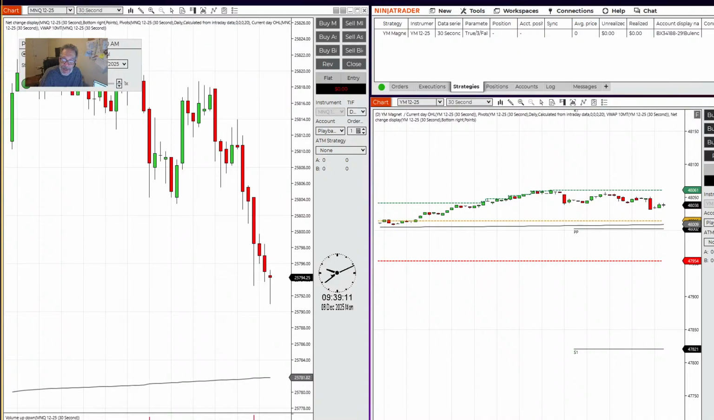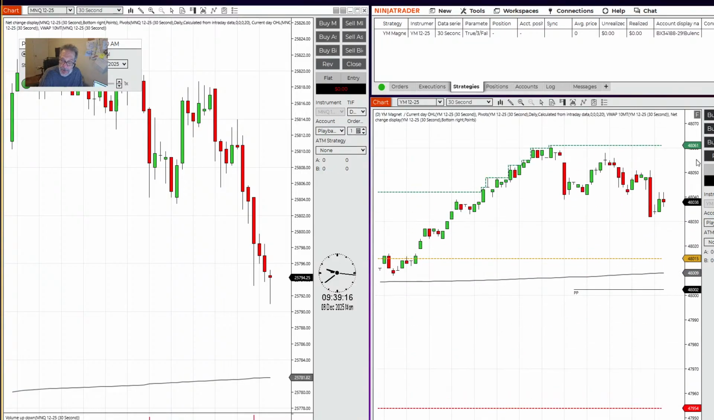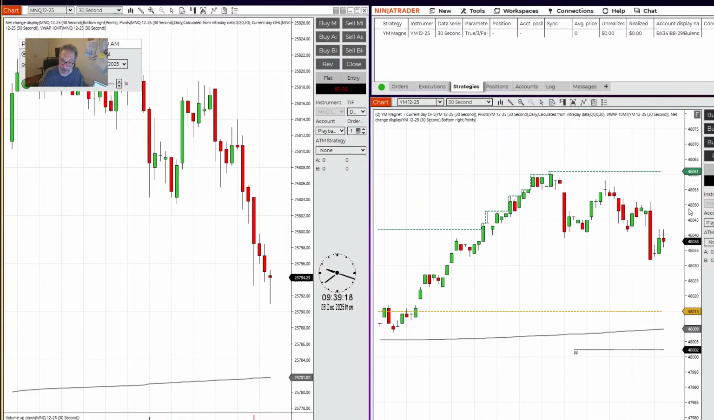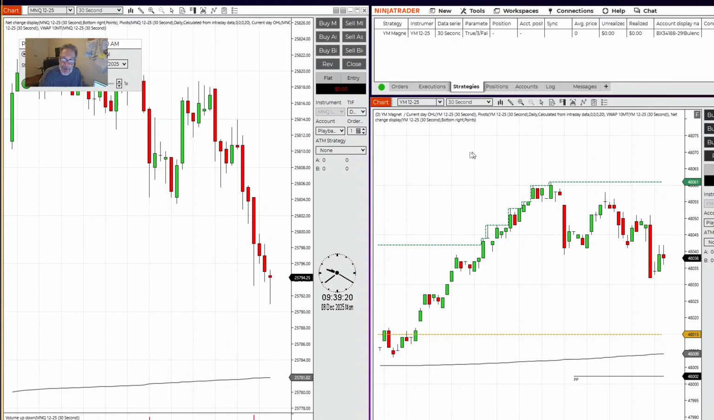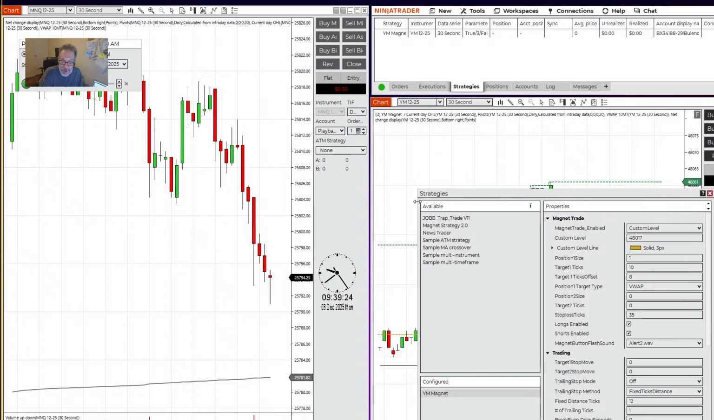And the trade that I was trading was the YM targeting the VWAP. Okay. I was targeting the VWAP on the YM in the magnet strategy. The magnet's there.